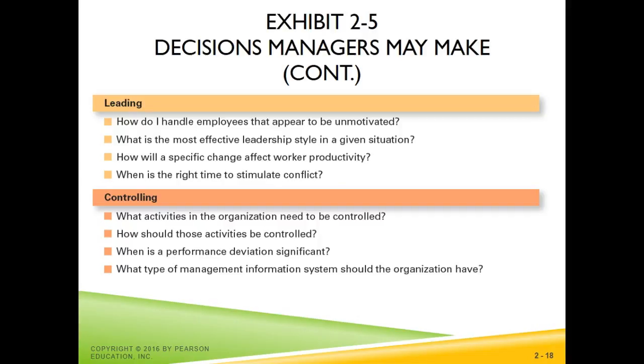And we're moving into controlling. What activities in the organization need to be controlled? How should those activities be controlled? And then when is a performance deviation significant? And then we're going to get into measuring the effectiveness and efficiency. Okay? And what type of management information system should the organization have?